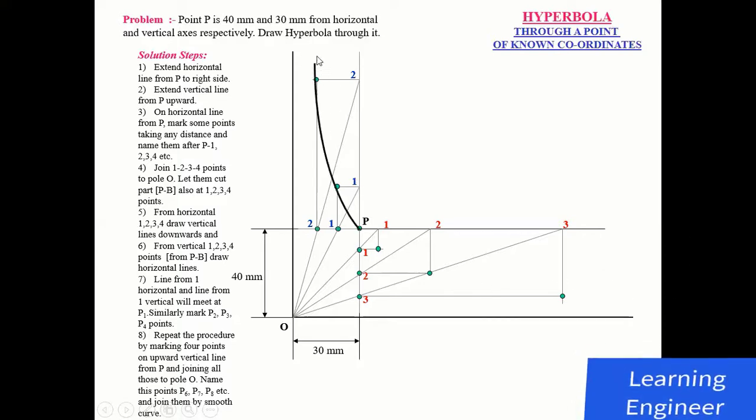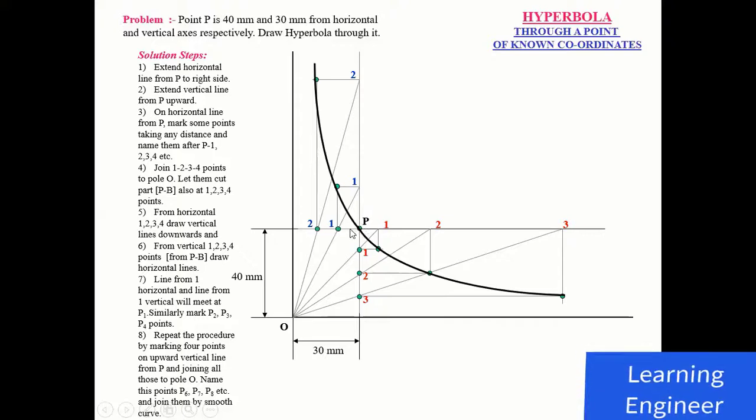Okay, so by using the French curve, we have drawn a smooth curve passing through these points which we have located. As I've already told you, one point of the hyperbola has been given, meaning the hyperbola will pass through this point P. So this is how we draw the hyperbola by using this method through a point of known coordinates.